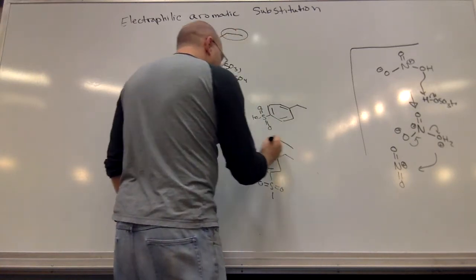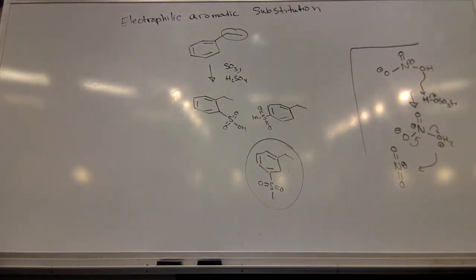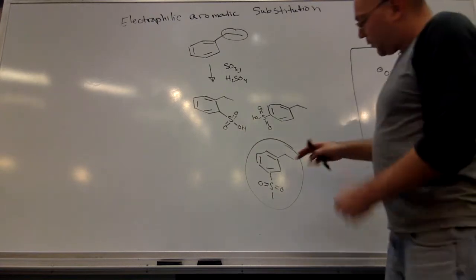What if I wanted this? Right? What if I wanted the meta? So we've sort of established that when you have this donor methyl group, and we treat it to electrophilic aromatic substitution, we're going to get some mixture of ortho and para. And again, that could maybe be dictated by sterics or otherwise. The question is, how would we make this?